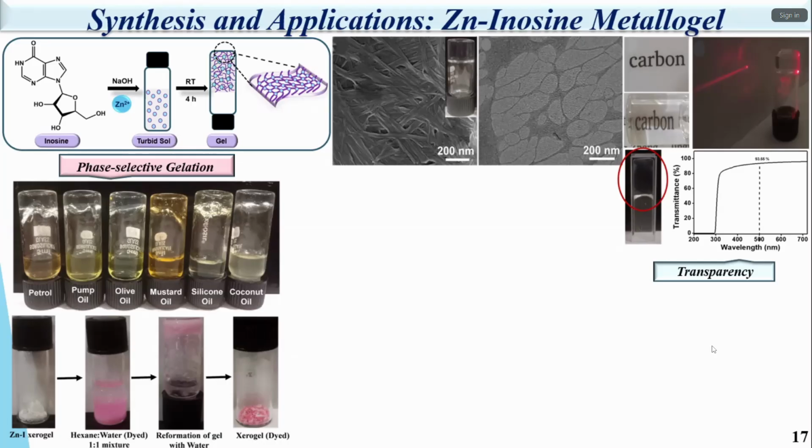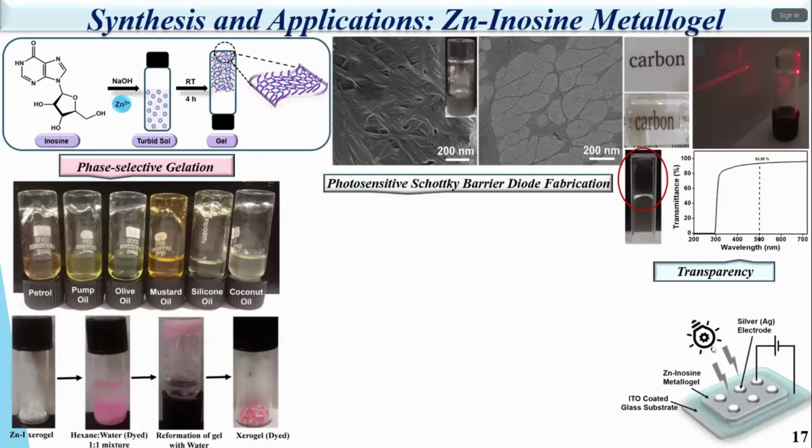So it selectively gels up with water containing dye, and as we can see, it reformed with the dyed water and we decanted the hexene. So finally, we got this dyed zero gel. It selectively gels up with water, and we can decant some oil water mixture. As we can see, there is some trace amount of water in petrol, so we could decant water from that petrol when we add this zero gel in petrol.